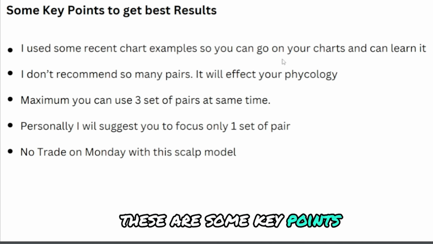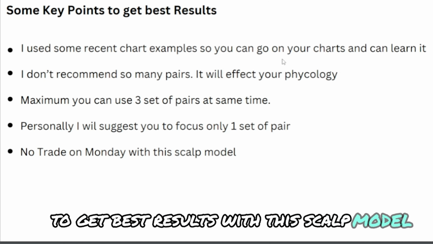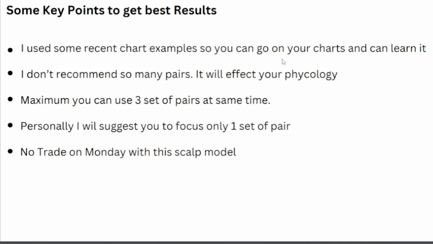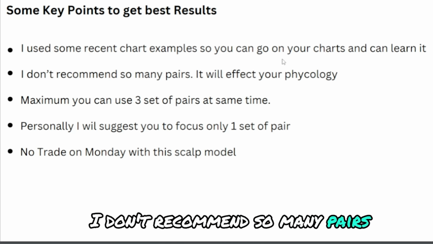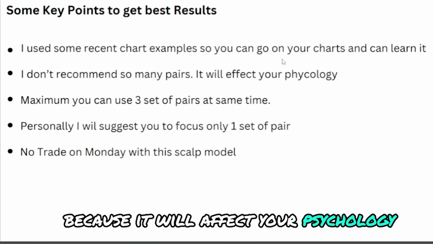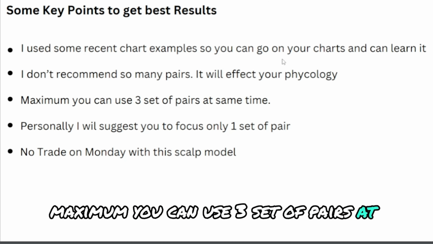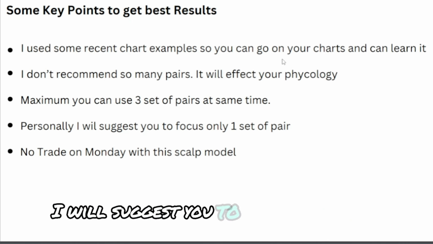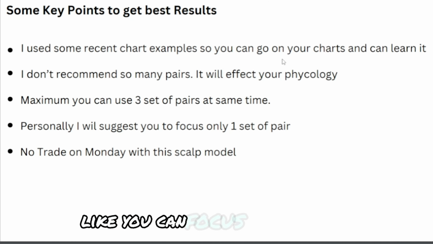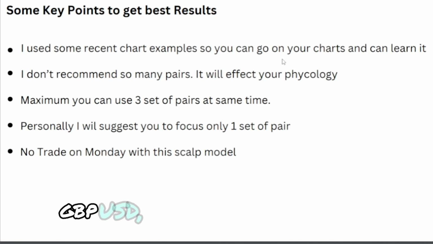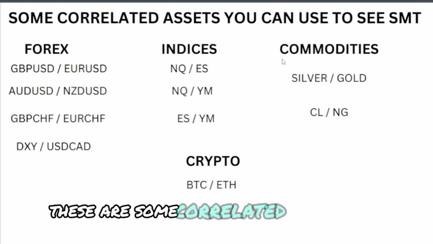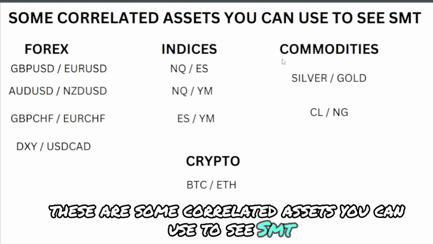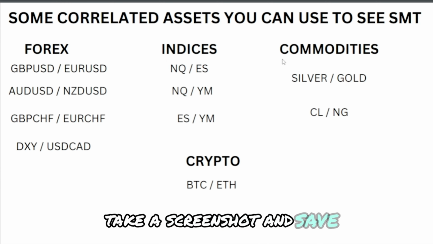These are some key points to get the best results with this scalp model. I used some recent examples so you can go on your charts and learn it. I don't recommend so many pairs because it will affect your psychology. Maximum you can use 3 sets of pairs at the same time. Personally, I suggest you focus on only one set of pairs, like Euro USD and GBP USD, and note it on Monday with this scalp model. These are some correlated assets you can use to see SMT. Take a screenshot and save it.